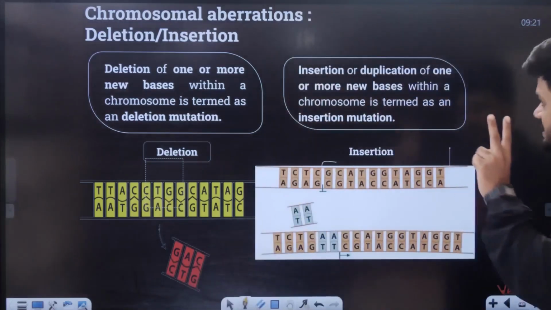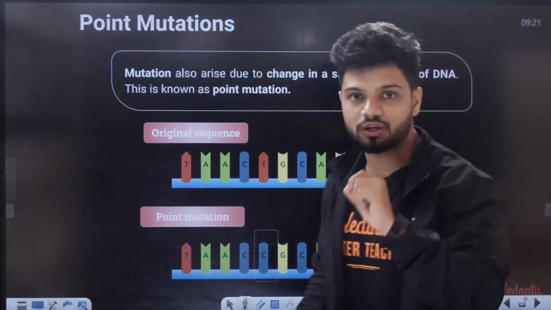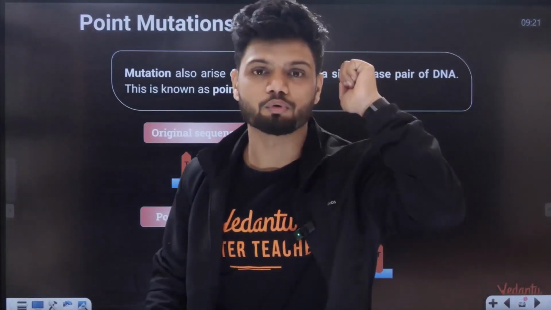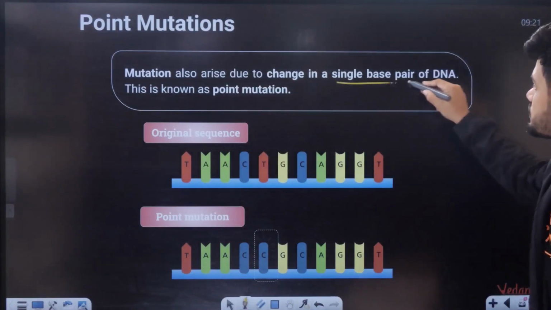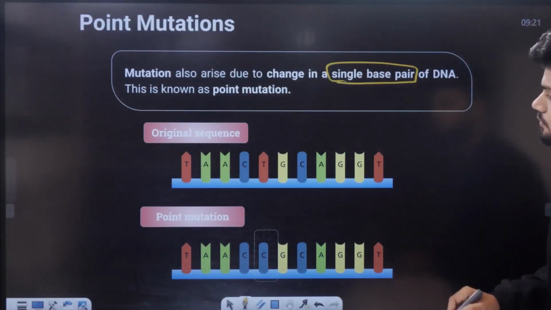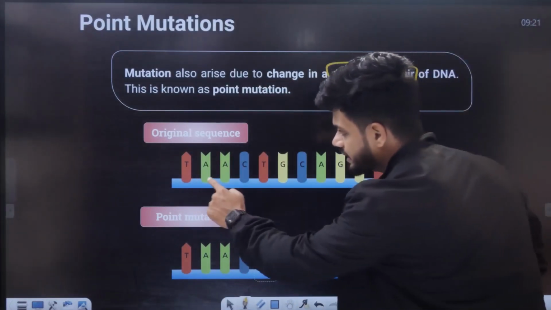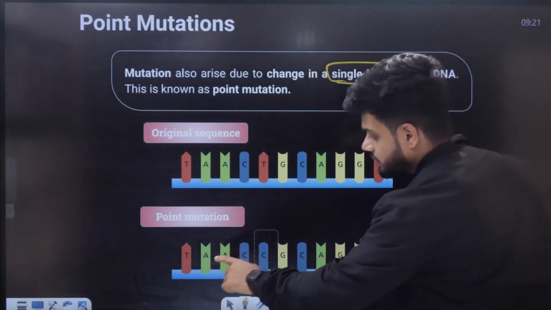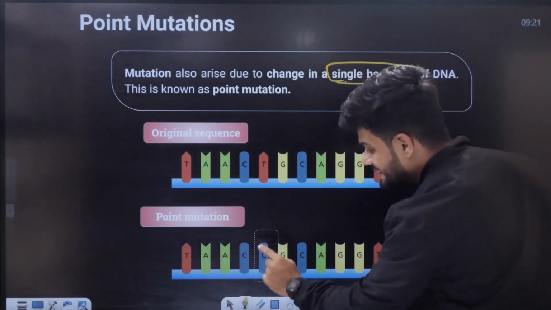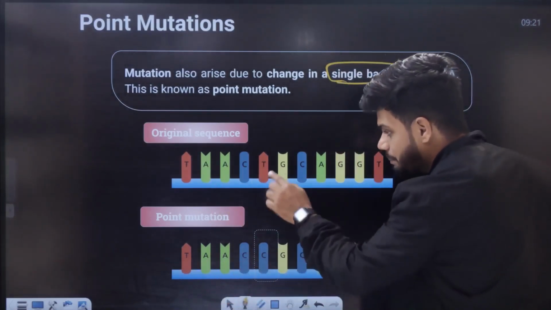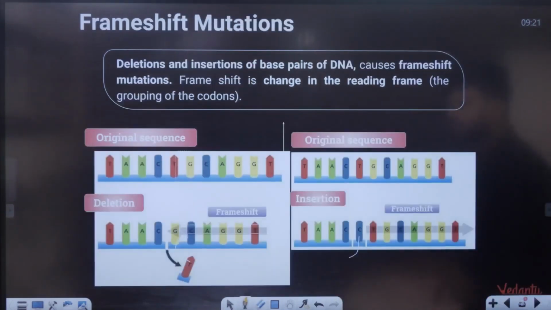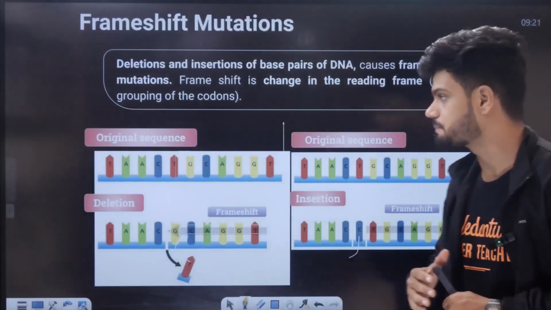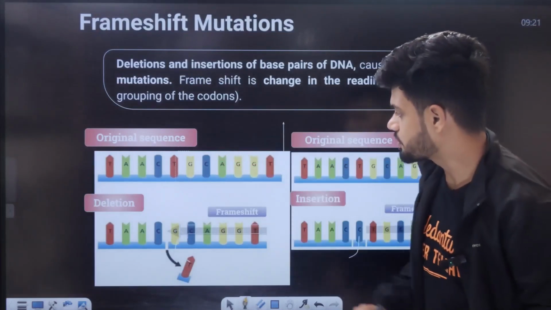Now there are two main examples here. One is called as your point mutation, where a single nucleotide is changed. Can you see here? Mutation arises due to change in a single base pair of DNA. For example, here we have TAACT. We will have TAACC. A single base pair has been changed. That is called as point mutation. Okay. Other one is called as frame shift mutation. See here. This is the original sequence. Original sequence is here.